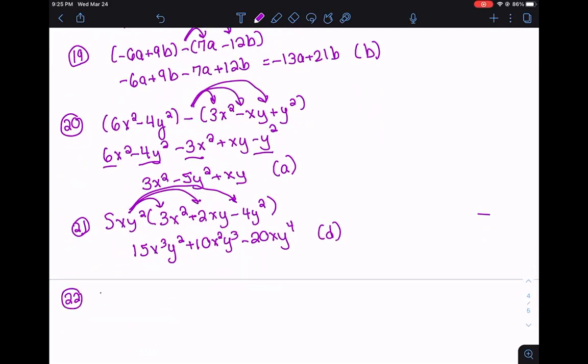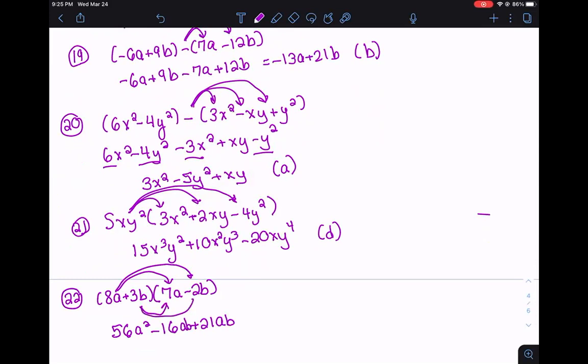The next one is FOIL, or the distribution of the first term of each into the second binomial. So 56a squared minus 16ab plus 21ab. So right now I know my middle term. Oh, I'm sorry, that's an AB and an AB. Sorry about that. Minus 6b squared.